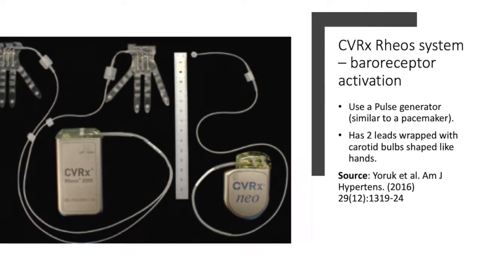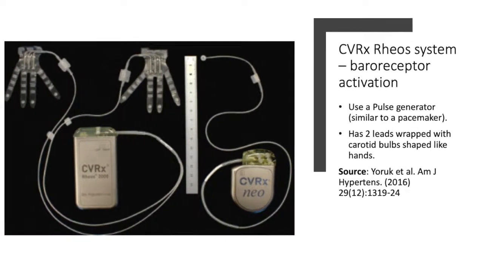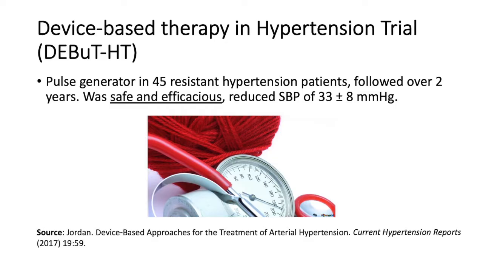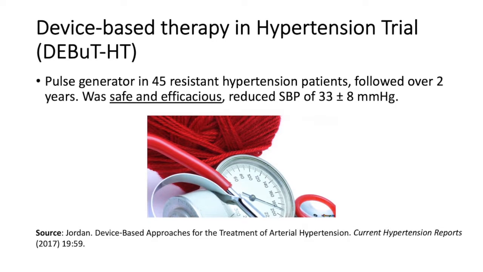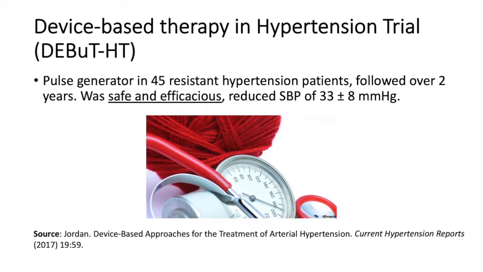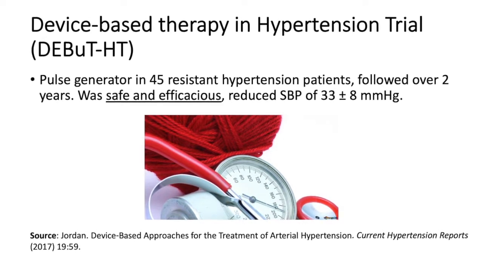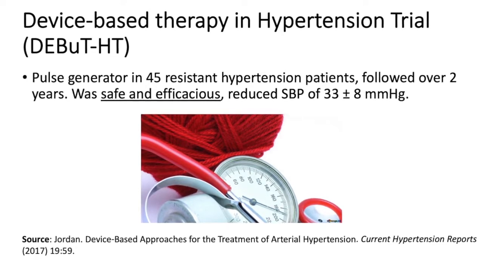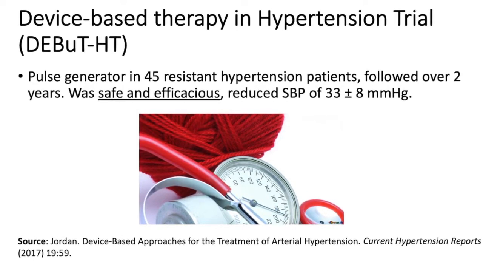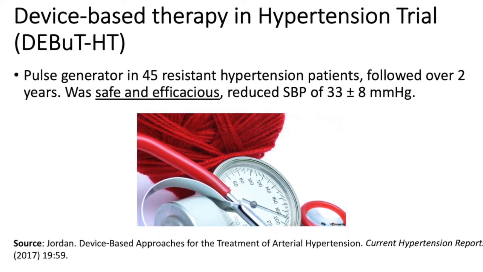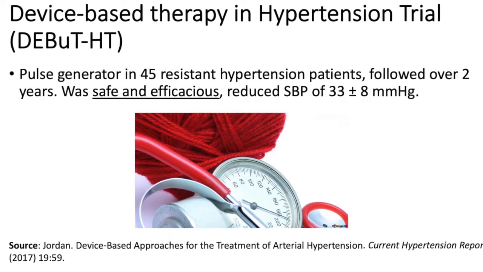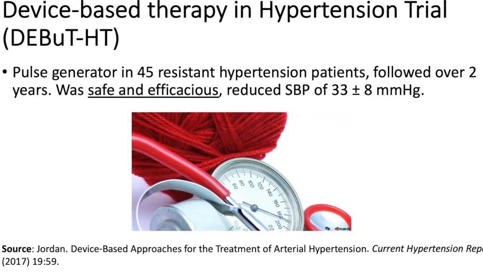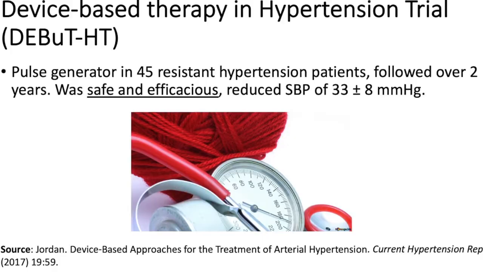The CVRx Rheos system for baroreceptor activation uses a pulse generator similar to a pacemaker. It has 2 leads wrapped around the carotid bulbs, shaped like hands. The next subsequent study relied on the device-based therapy in hypertension trial, or DEBUT-HT, and basically there was a pulse generator in 45 resistant hypertension patients who were followed over the course of 2 years. The device was found to be safe and efficacious, which reduced the blood pressure by 33 plus or minus 8 mmHg.